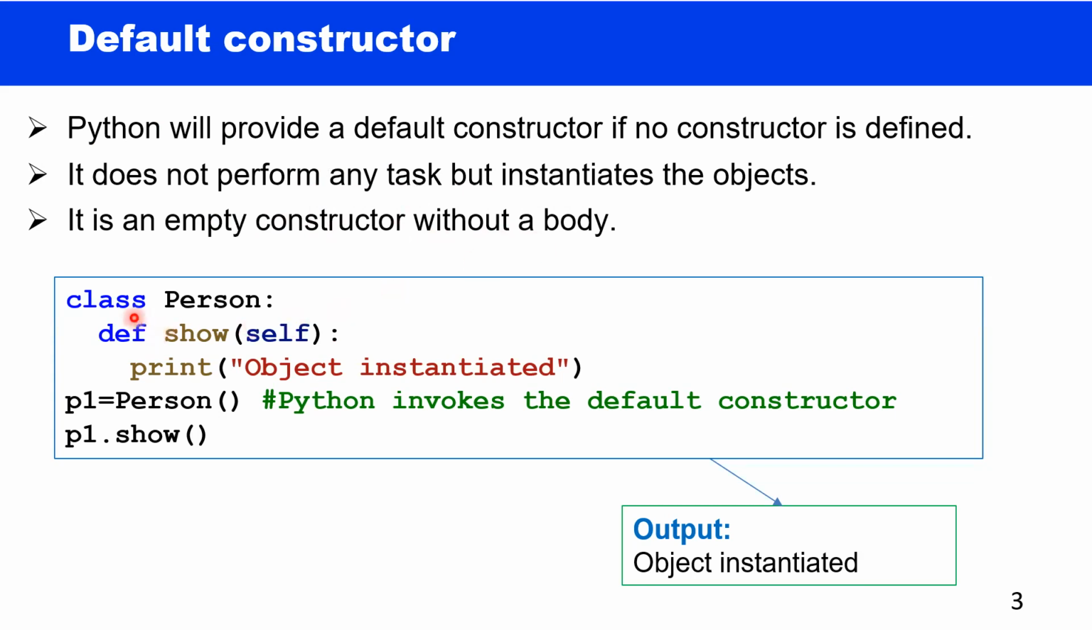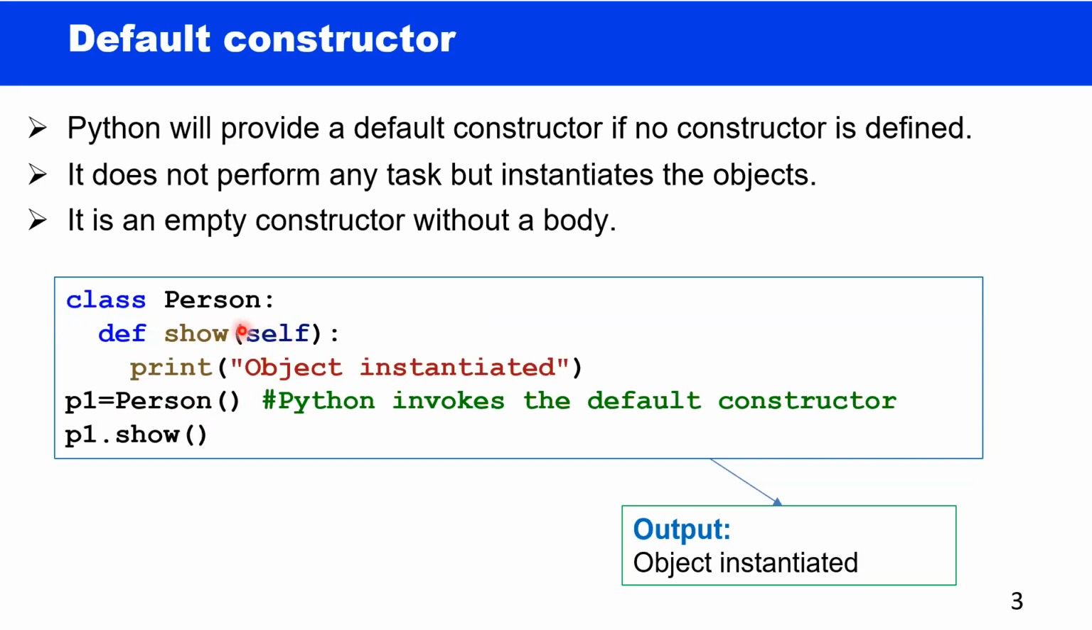Let us consider the example class Person. Here, we are not writing any init method. Simply, we are writing a method called show, which is printing "object instantiated". Outside the class, we are creating an object p1 with the name of the class followed by the open parenthesis.